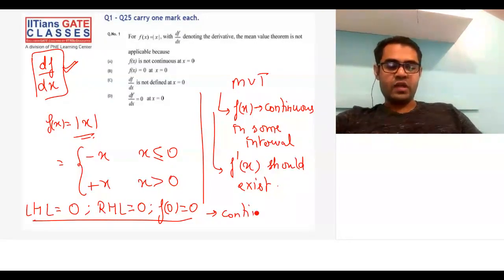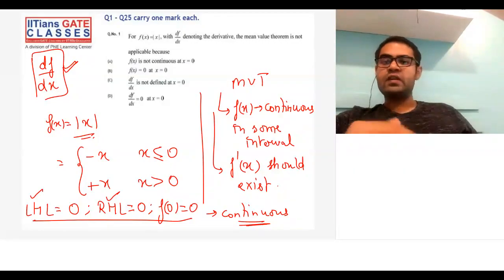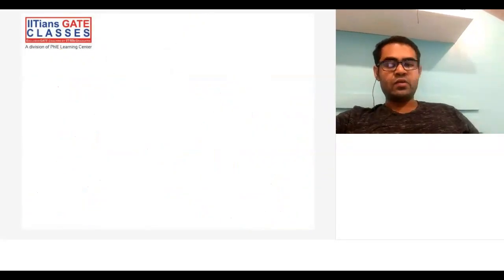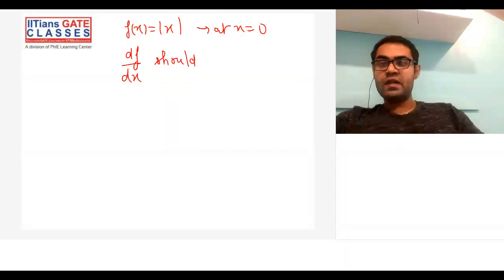I'm not really going into the detail for this. I hope everyone knows what we mean by LHL and RHL. Now once these are calculated, we have to check the differentiability. That's the important point over here. Differentiability means, if I say it is differentiable at x equal to 0, that means the derivative should exist.